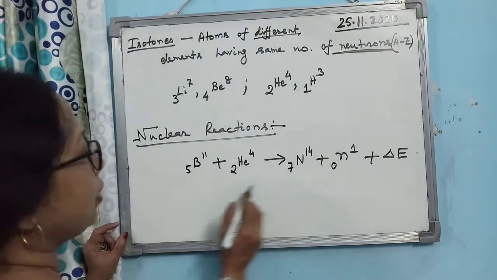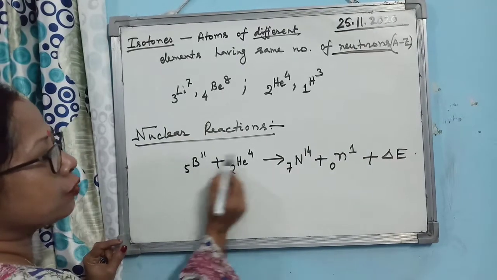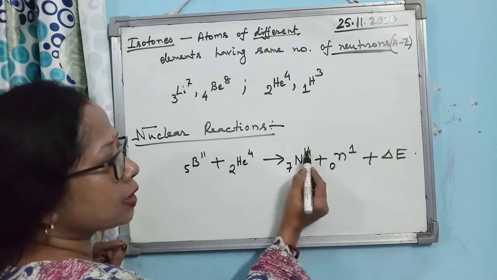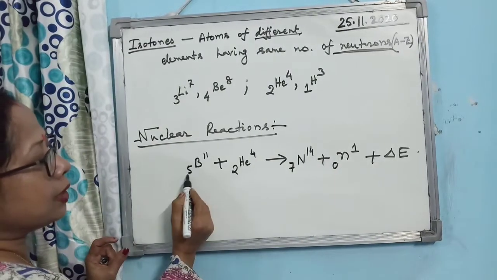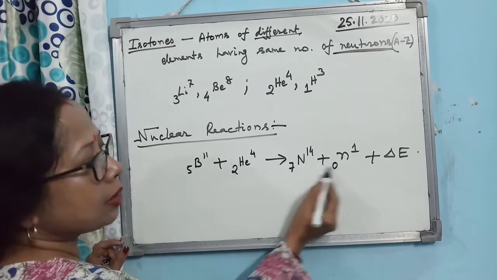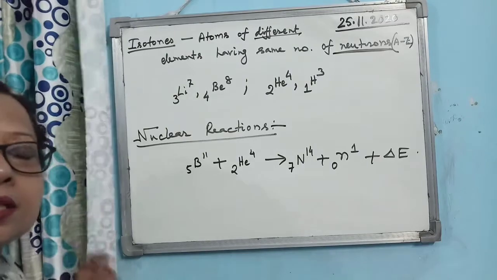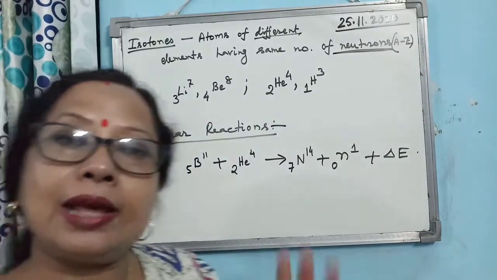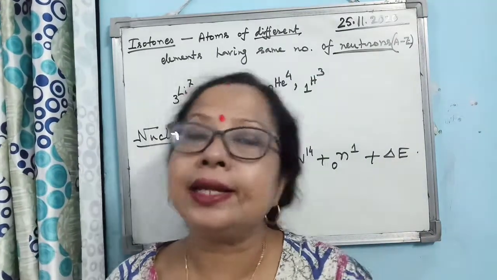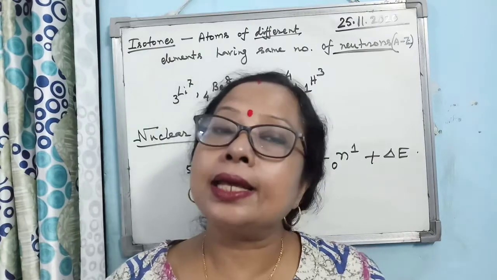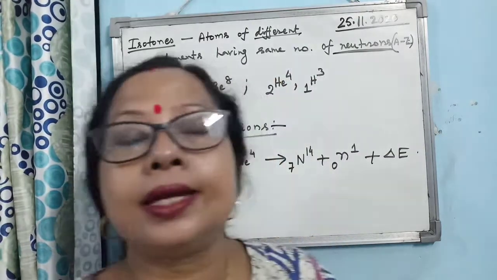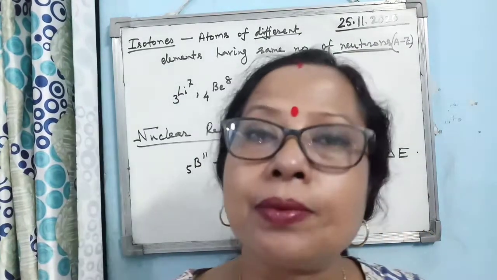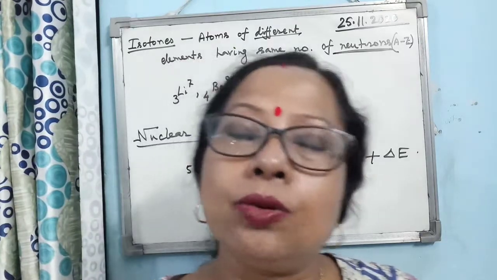Now look at the reaction I have written. What is the total mass number? 11 plus 4, 15. Here, what is the total mass number of the products? 14 plus 1, 15. Like that, you see the atomic number: 5 plus 2, 7. What is the atomic number here? 7 plus 0, 7. So this is the way we balance a nuclear reaction. The total mass number of the left hand side and the right hand side of a nuclear reaction should be the same. Like that, the total atomic number of the left hand side and the right hand side should be the same. That is the way to balance a nuclear reaction.